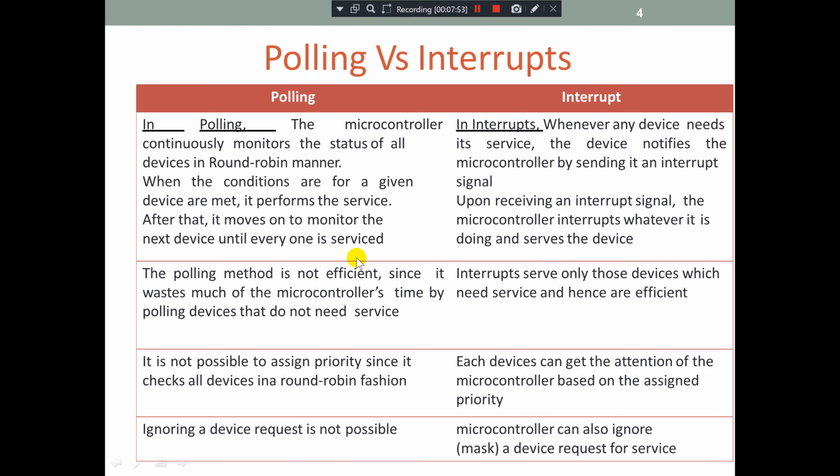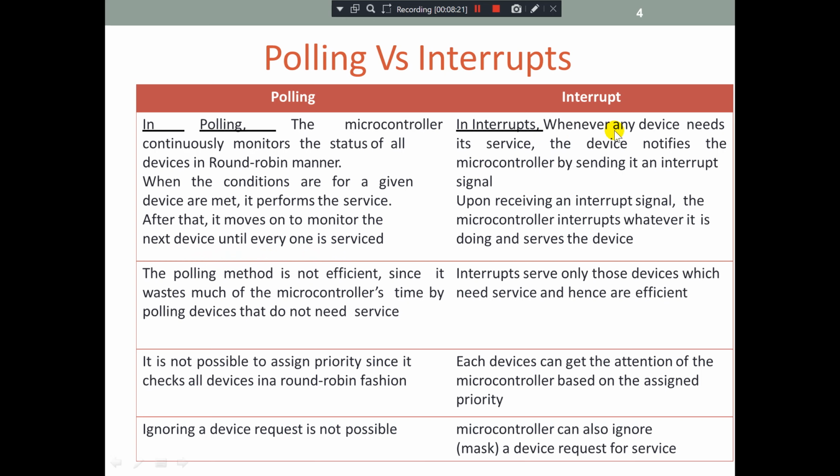Okay, next, the difference between polling and interrupts. The first column is indicating polling and the second column is indicating interrupts. In polling, the microcontroller continuously monitors the status of all the devices in a round-robin manner. When the condition for a given device is met, it performs the service. After that, it moves on to monitor the next device until everyone is serviced.